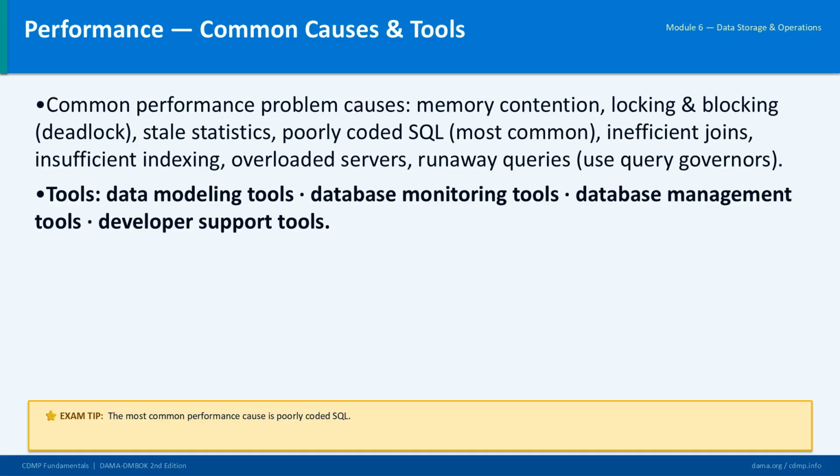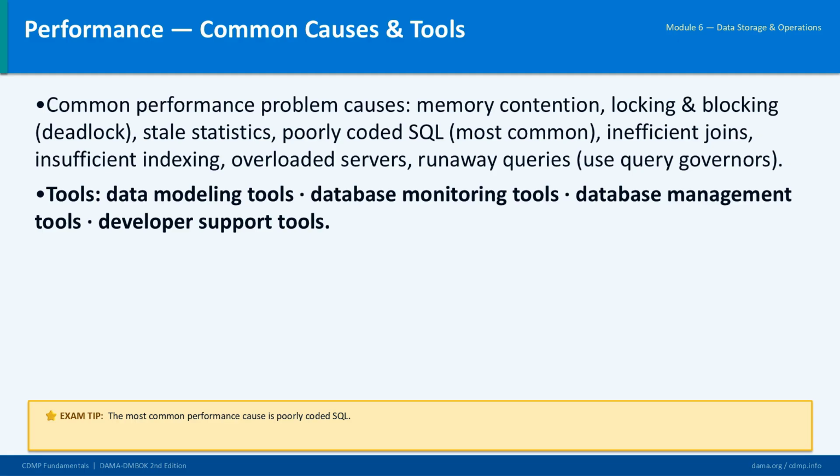When database performance degrades, the DMBOK lists common causes: memory allocation or contention, locking and blocking, which at its worst is deadlock, inaccurate database statistics, poorly coded SQL, inefficient complex table joins, insufficient indexing, competing application activity, overloaded servers, database volatility, and runaway queries, which you control with query governors. Of all these, the most common cause is poorly coded SQL. That's a likely exam point.